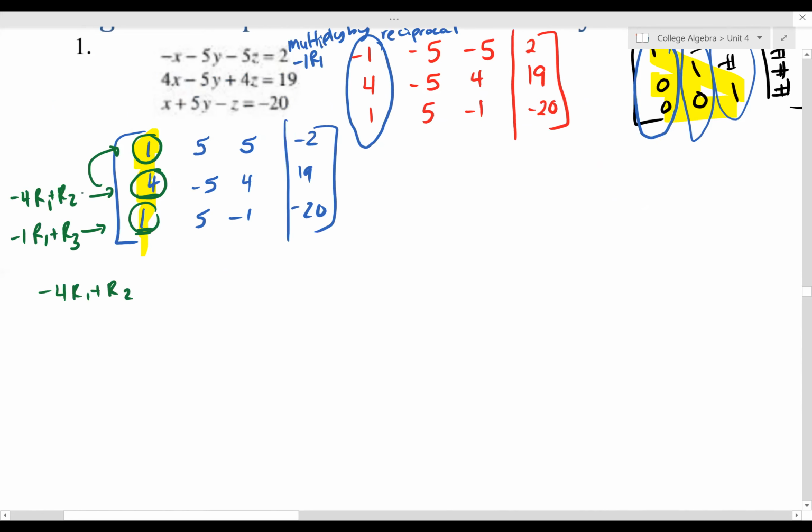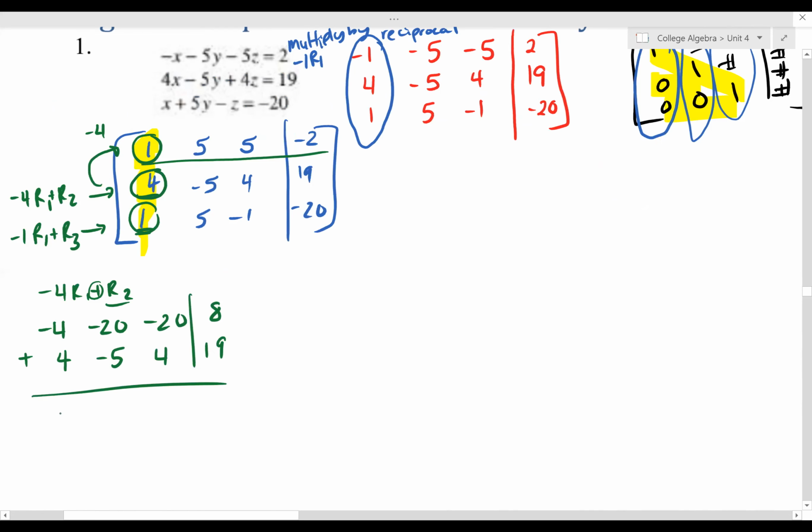So let's first do row 2. -4 times row 1. So let's go ahead and do -4 times row 1 and write out what those numbers would be. That would be -4, -20, -20, and 8. And I'm adding that to row 2. So row 2 is 4, -5, 4, and 19. So when I add these together, I get 0, -25, -16, and 8 plus 19 is 27.